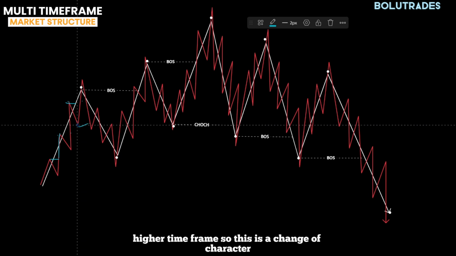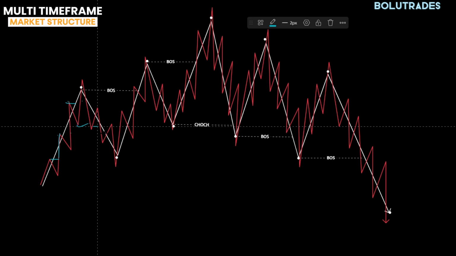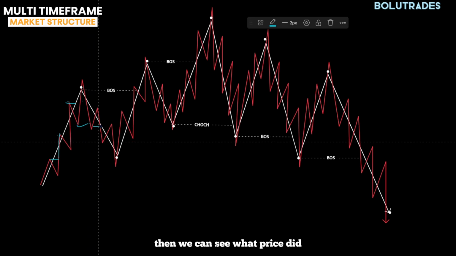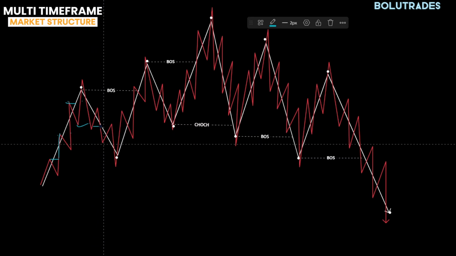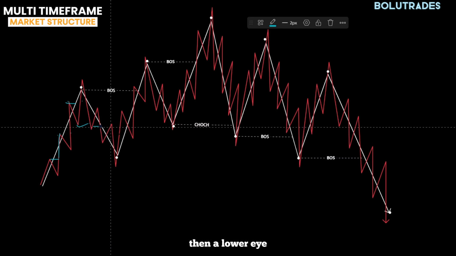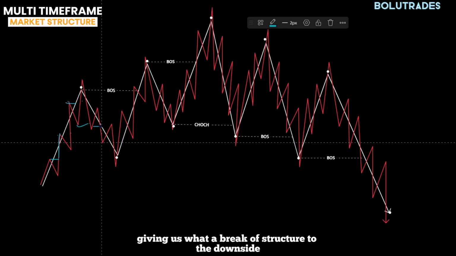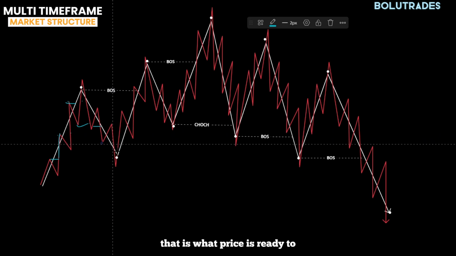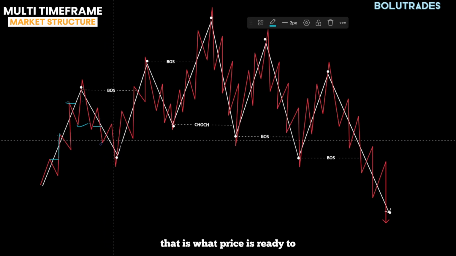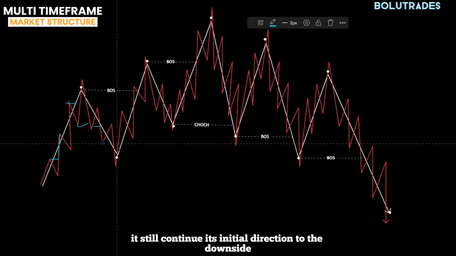So this is a change of character. So here we have our lower low. Then you can see what price did. After giving us our lower low here, we have a break of structure. It gave us another lower low, then a lower high. Then price broke structure to the downside, giving us a break of structure to the downside. That is, price is ready to still continue its initial direction to the downside.